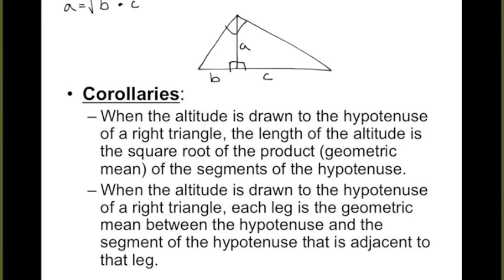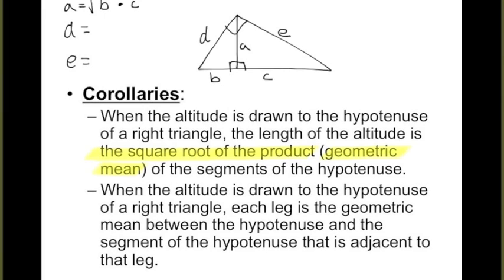The second corollary says when the altitude is drawn to the hypotenuse of the right triangle, so when we have this picture, each leg, and that's referring to the legs of the original right triangle, so I'm going to label those D and E. It says each leg is, so D is and E is, the geometric mean. Okay, well that's a new term for us. It was actually defined in the other corollary. In the other corollary it says geometric mean is the square root of the product. Okay, that's the definition of geometric mean: square root of the product.